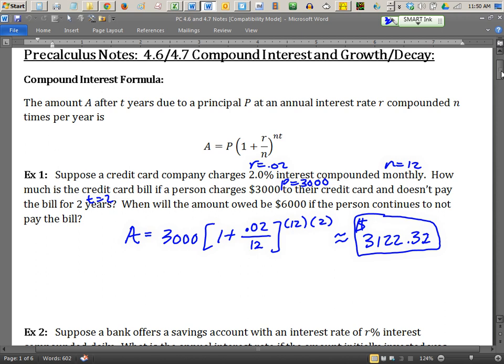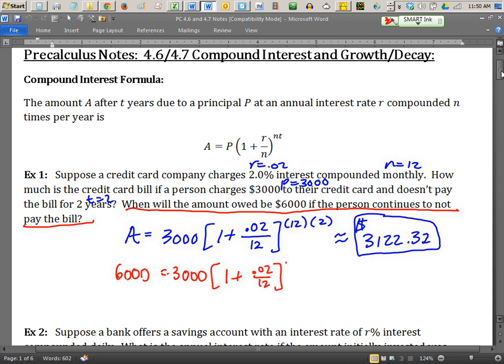Okay, the second question says, when will the amount owed be $6,000 if the person continues not to pay the bill? So this is a little bit different. This time you know that the final outcome is $6,000 and the input, remember, was $3,000. It's the time we don't know now. So this is still a 12, but there's a t here that we don't know.